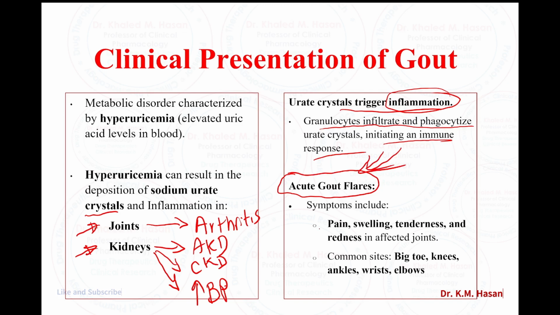The patient comes to the clinic suffering from pain, swelling, tenderness, and redness on the affected joints. Common sites for gout are the big toe, the knees, the ankle, the wrist, and the elbows. I'm going to share some pictures from Google Images to show you the clinical aspects of gout.